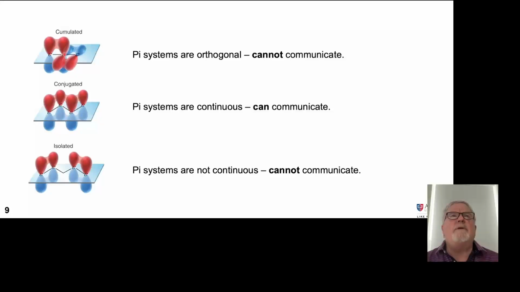And notice in our cumulated system, we have all these p orbitals, but as I mentioned, this sp hybridized carbon has a p orbital above and below this plane indicated here, and the other p orbital is within that plane, so they're orthogonal to each other. And these pi systems can't communicate, neither can these pi systems. But in this one, we have one conjugated pi system. The electrons can just move about unrestricted between all four of those carbon atoms.